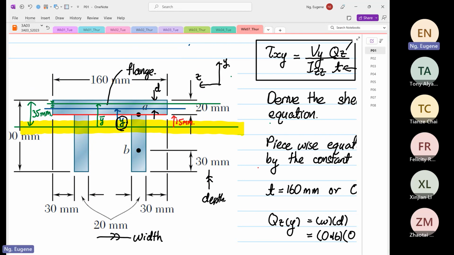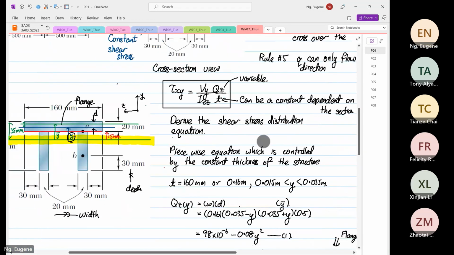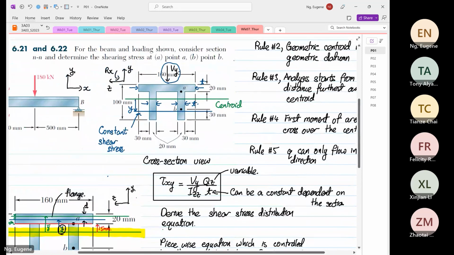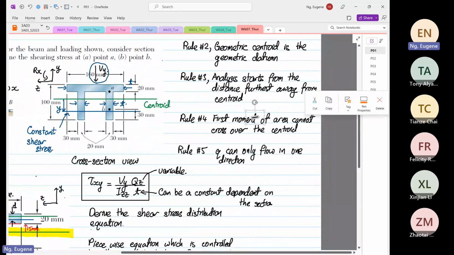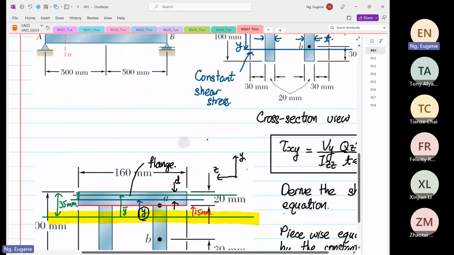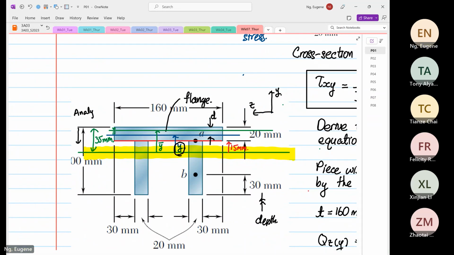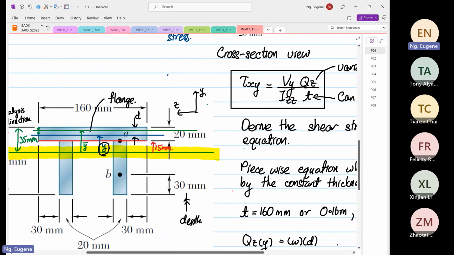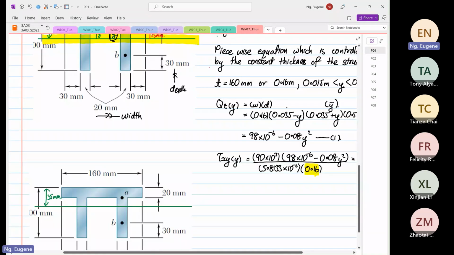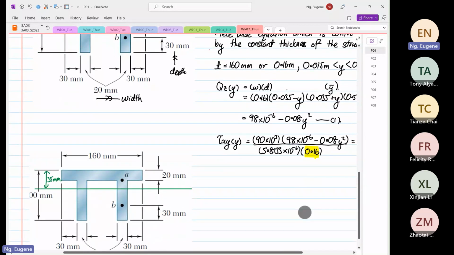Okay. Remember rule number 3. Analysis starts from the furthest away from the centroid. So that is why this over here, furthest away from the centroid, this is the analysis direction. Oh, I get it. Okay, that's why the D is that dimension over there. Okay. Thank you.